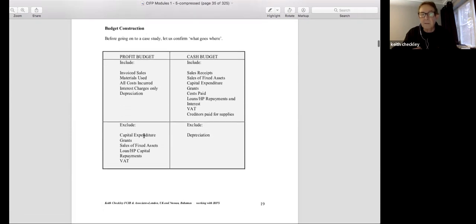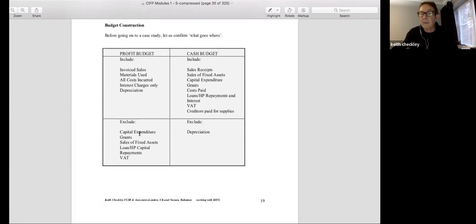What we'll exclude will be capital expenditure. That's a cash flow item.